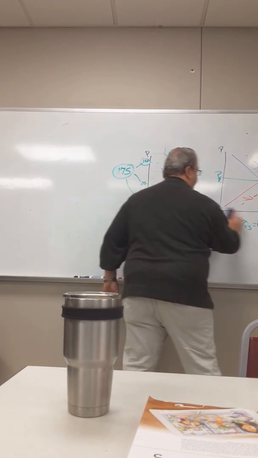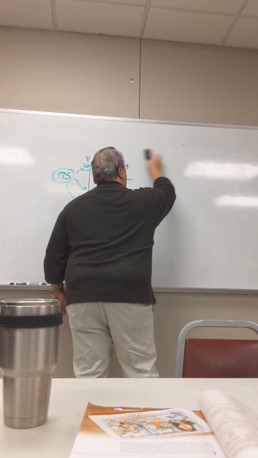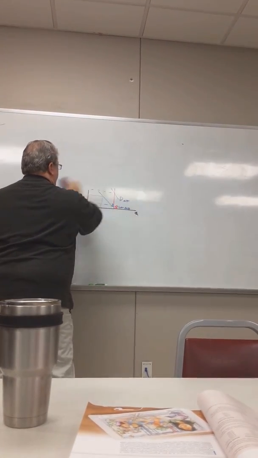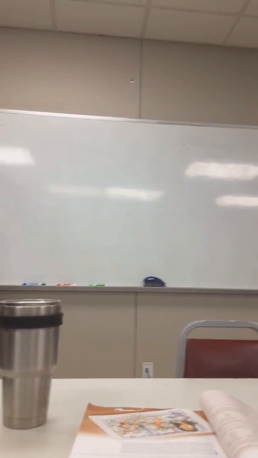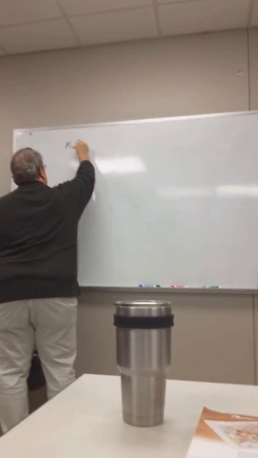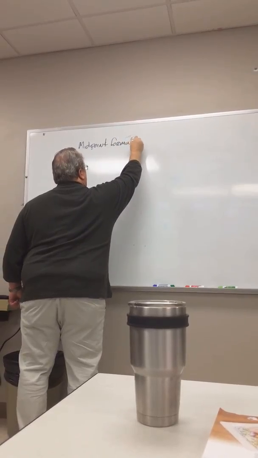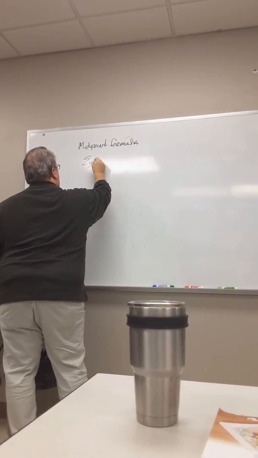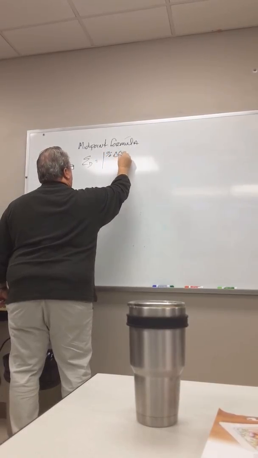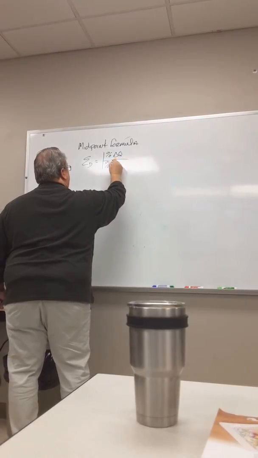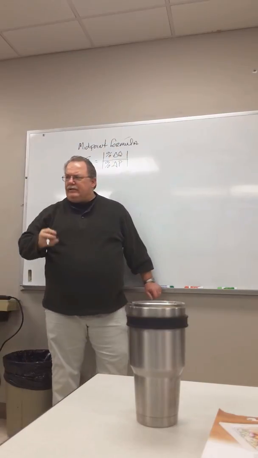Let's go to elasticity, and we're going to calculate elasticity using the midpoint formula. The midpoint formula is this. Elasticity of demand equals the absolute value of the percent change in quantity over the percent change in price. Remember, we're looking for the responsiveness of X to changes in Y.